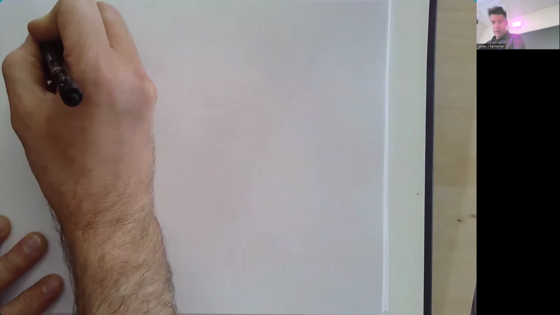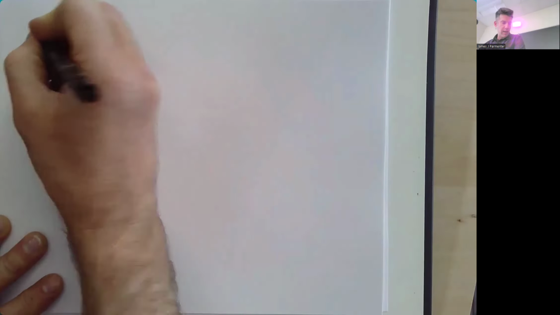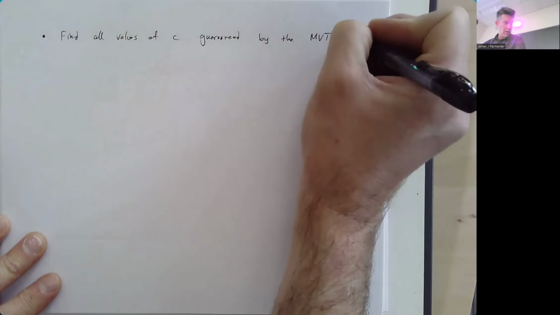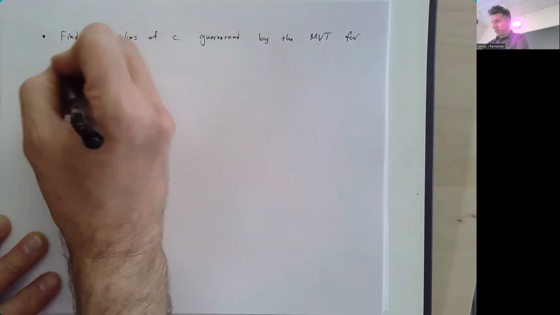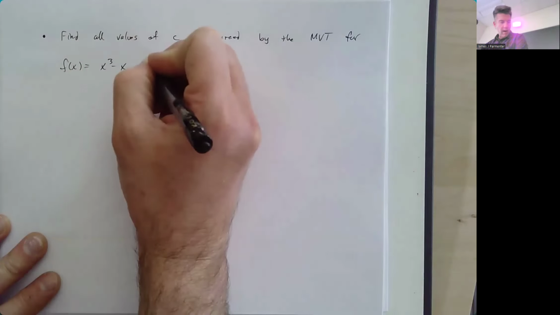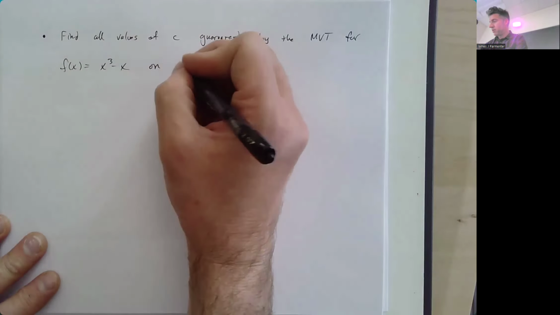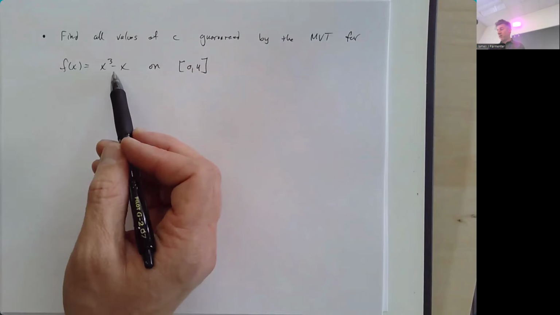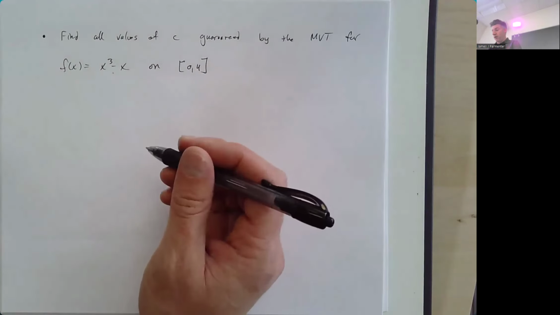So here is the type of mean value theorem question that frequently gets asked. We're going to find all values of c guaranteed by the mean value theorem for the following function, f of x equals x cubed minus x, on the following interval, from 0 to 4. So all that's being said here is that for this function, x cubed minus x, on the interval from 0 to 4, in fact, let me draw it a little bit here.